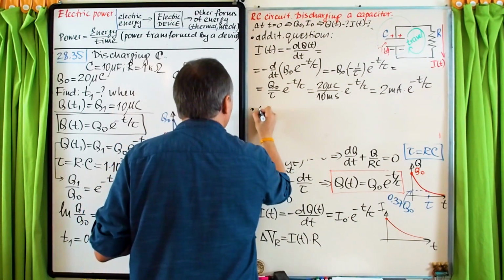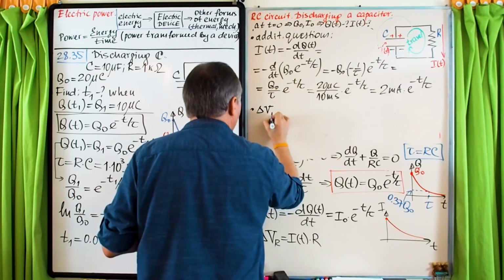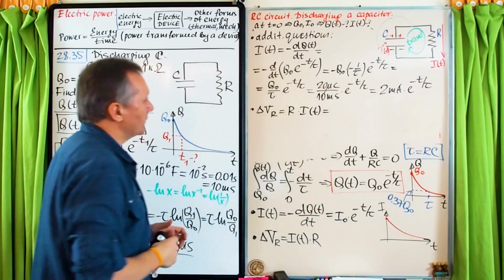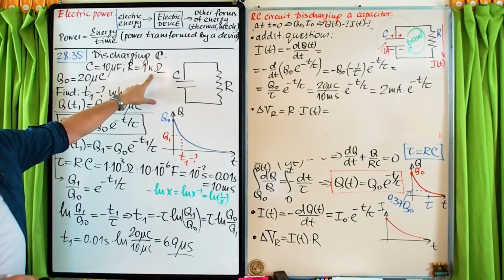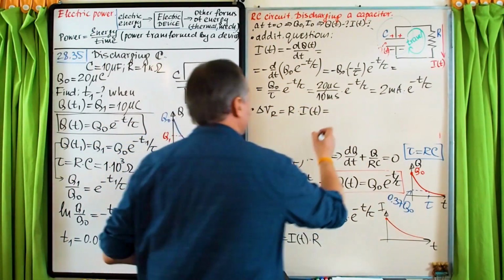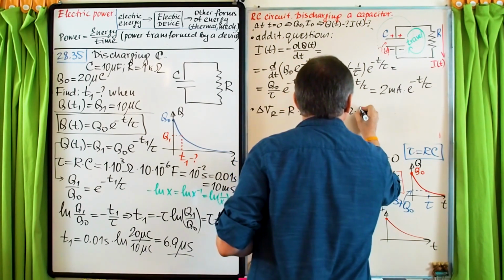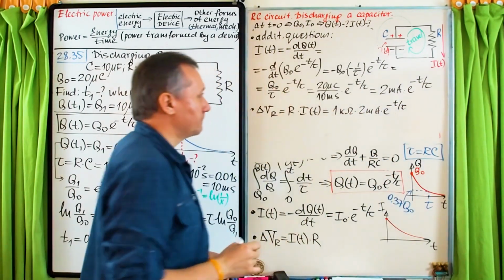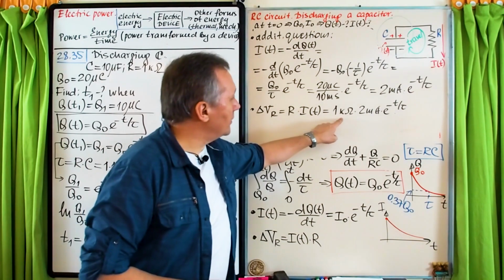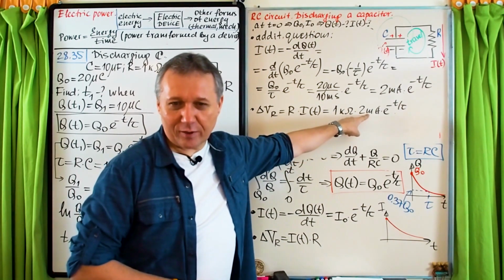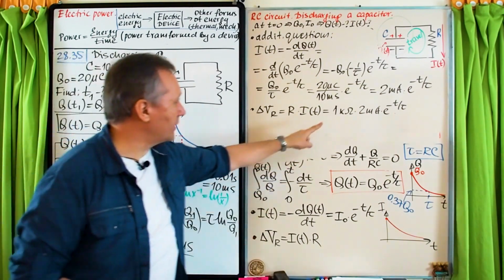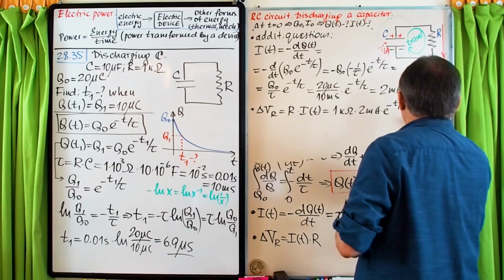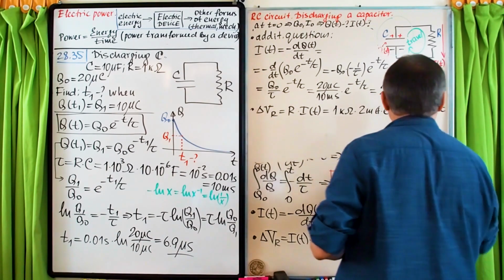So now delta V across the resistor equals R times I as a function of time. The value of R is given: 1 kilo ohm. So it's 1 kilo ohm times 2 milliamps e to the power of minus t over tau. Kilo and milli, 10 to the power of 3 and 10 to the power of minus 3, give us nothing. So we have just 1 times 2, it will be just 2 volts times e to the power of minus t over tau.